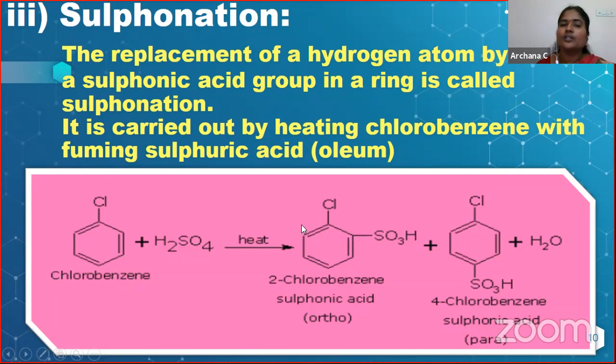1, 2, 3, 4, 5, 6. Like that we have to do. At which position is the chlorine? Second position. So 2-chlorobenzene sulphonic acid. We have to give the name as this is the sulphonic acid group, therefore 2-chloro on benzene sulphonic acid. Next product is 4-chlorobenzene sulphonic acid. So this is called sulphonation: the replacement of hydrogen by a sulphonic acid group.